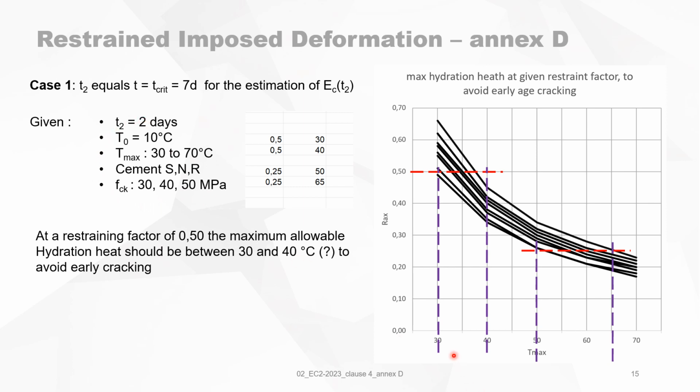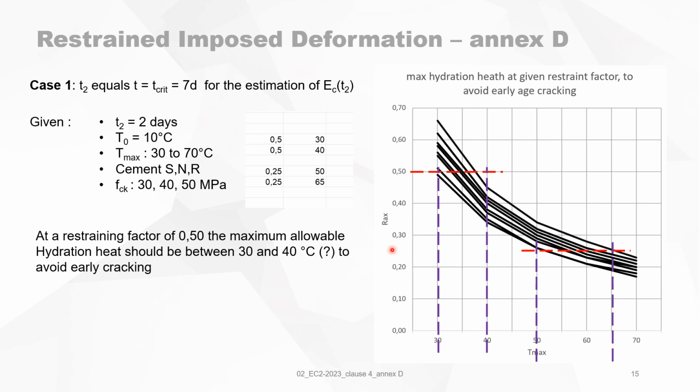But we know that the hydration heat is almost always bigger than 40 degrees. So this means that at the restraining factor of 0.5, you will always have a cracking risk bigger than 1. So the question is, why should we calculate it when we know it already from the beginning? It will be bigger than 1. So that's something to think about.